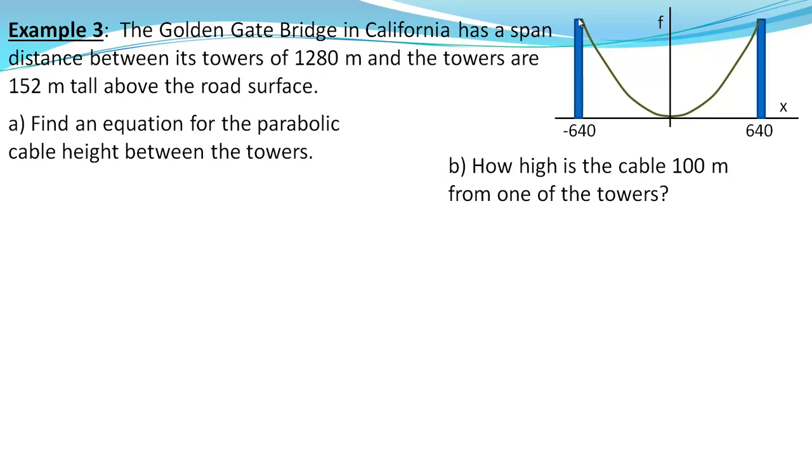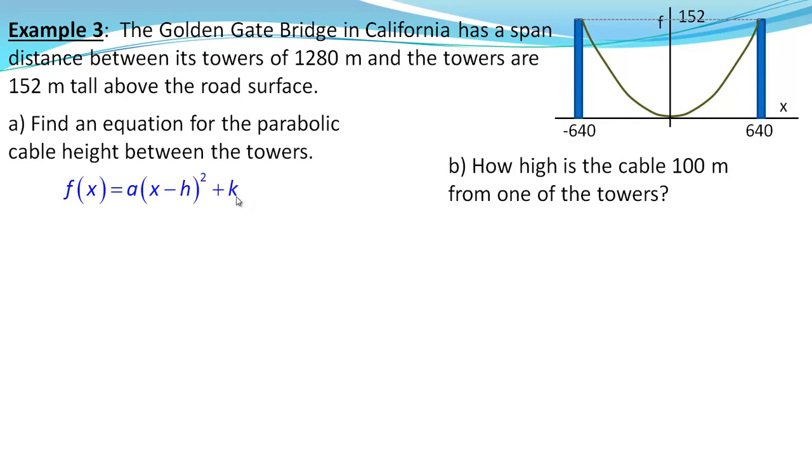Now, if you really wanted to, I guess you could draw your axis here, like this, and have the y-axis right on one of the towers, and then this would be 0 and this would be 1,280. I'm doing this because it makes that vertex form fairly easy, very simple to work with. That's why I'm choosing to put my vertex right at the origin here. And we're told that these are 152 meters high. So I put this little dotted line across here so you can tell that that's 152 on the y-axis, or f of x axis.